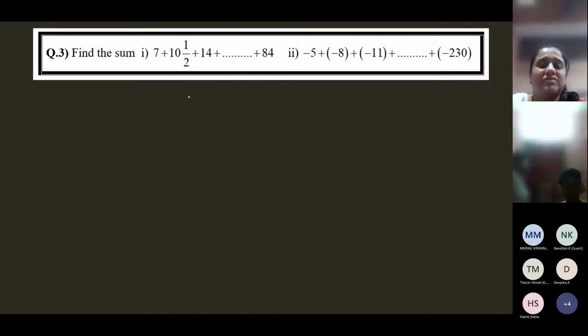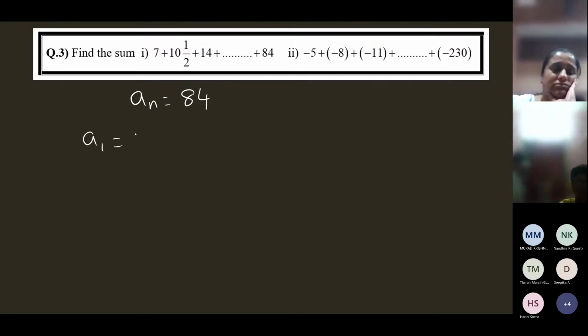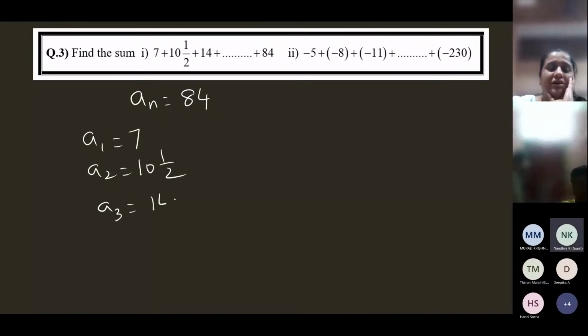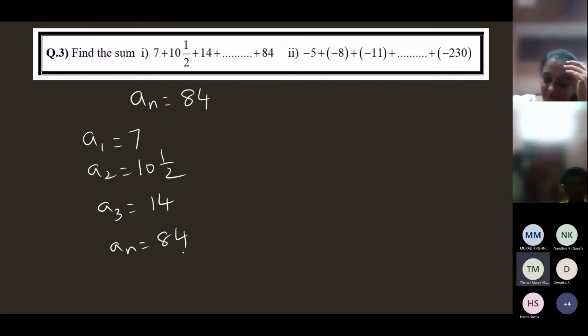you must say, now what is 84? It is some term of the AP. It is some nth term of the AP. So AN is 84. Okay, children, what is A1? 7. What is A2? 10 and a half. What is A3? 14. That means AN only is 84, right? Am I right? Yes, ma'am.